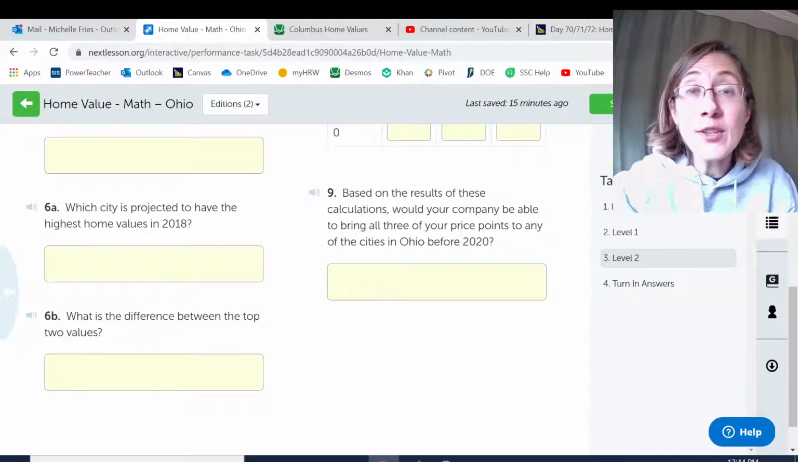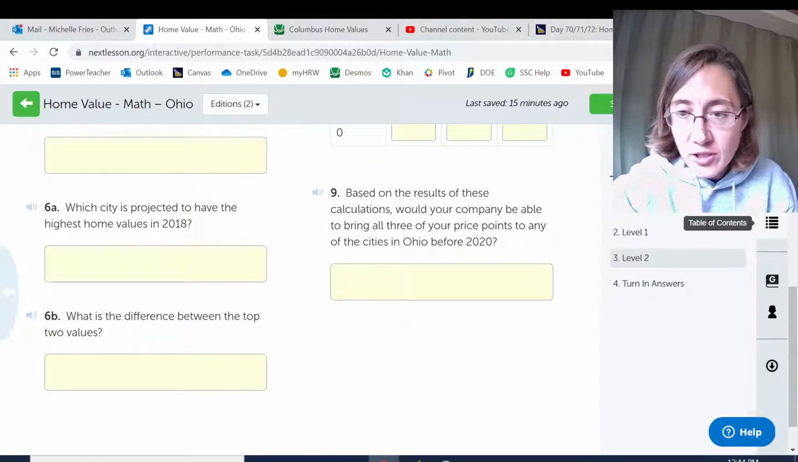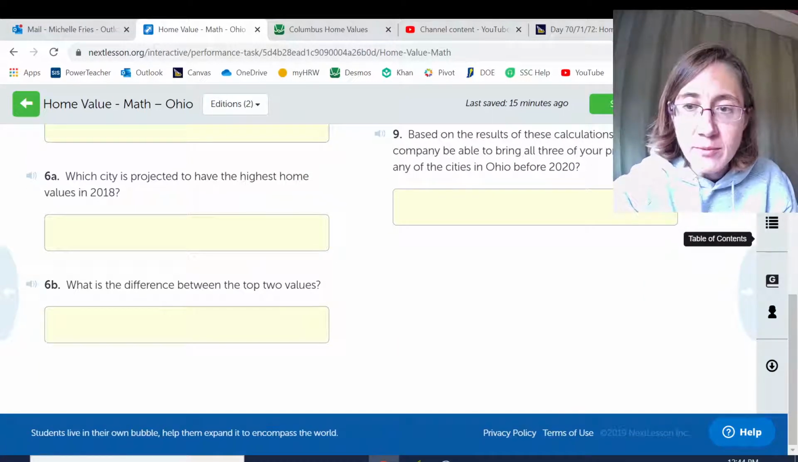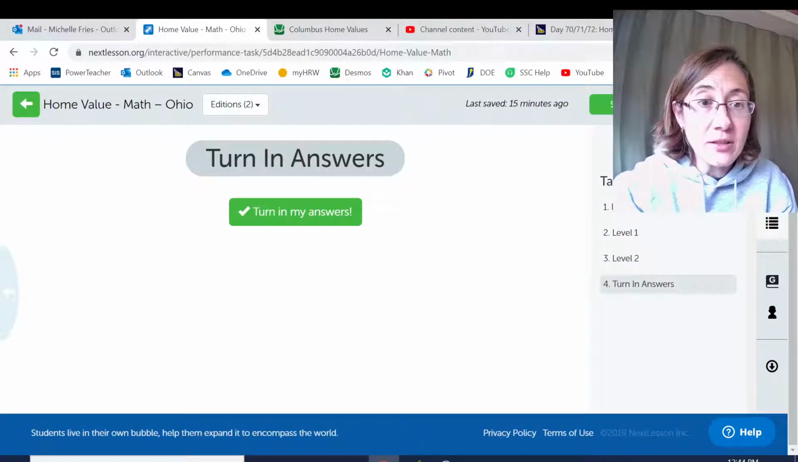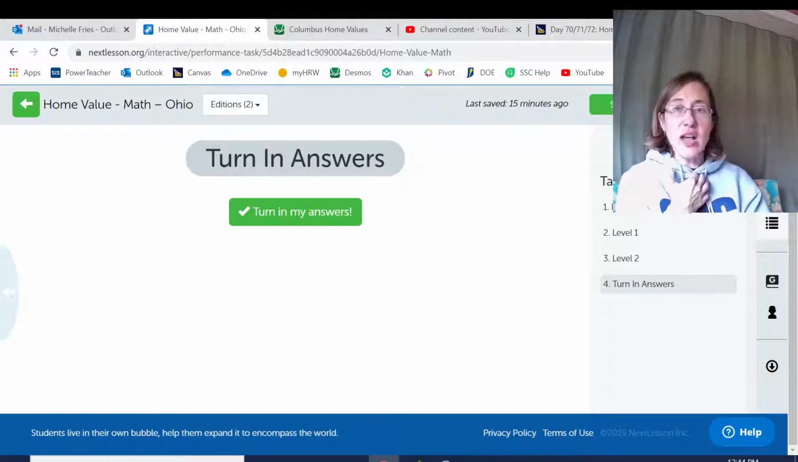So make sure you hit the turn in answers feature. It's where the table of contents is, which is the little lines here, and then click turn in answers. Okay, and you'll click turn in my answers. I'm not turning mine in because I'm not a student. So I think that is everything.